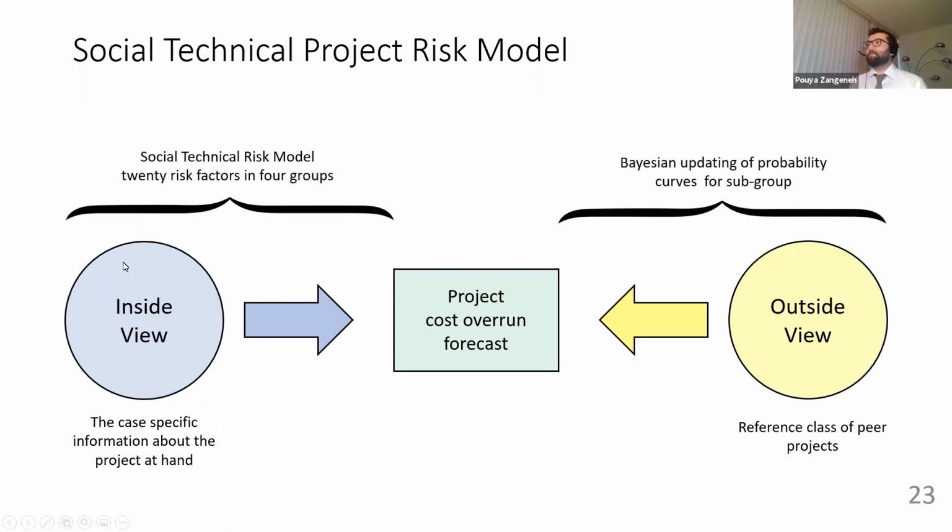Now, we try to build our socio-technical risk model based on the information that we collected in the ontology to basically deal with the inside view. And as we try to build the data set, we do what is called Bayesian probabilistic updating to deal with the outside view, and to arrive at some sort of an inference on project cost behavior.